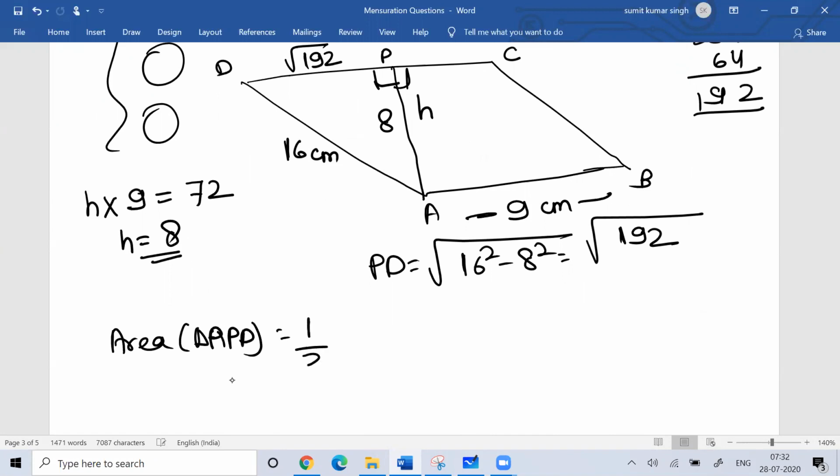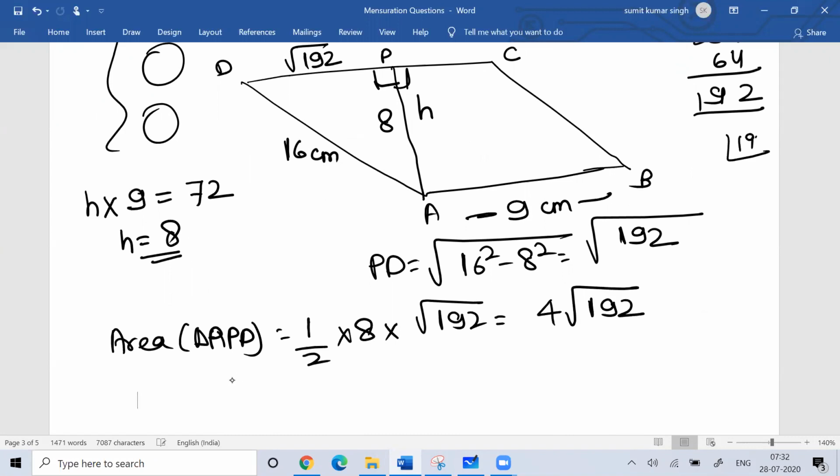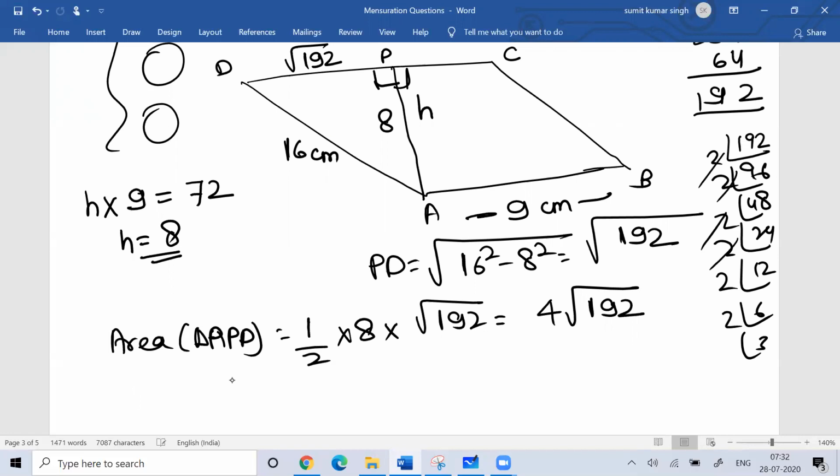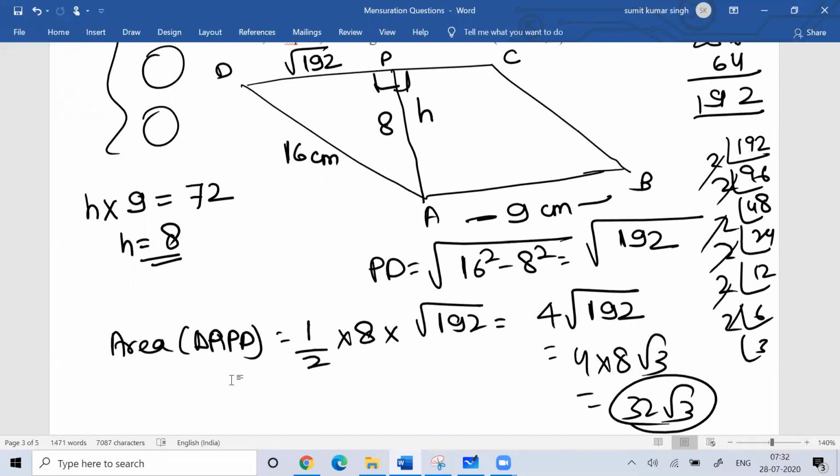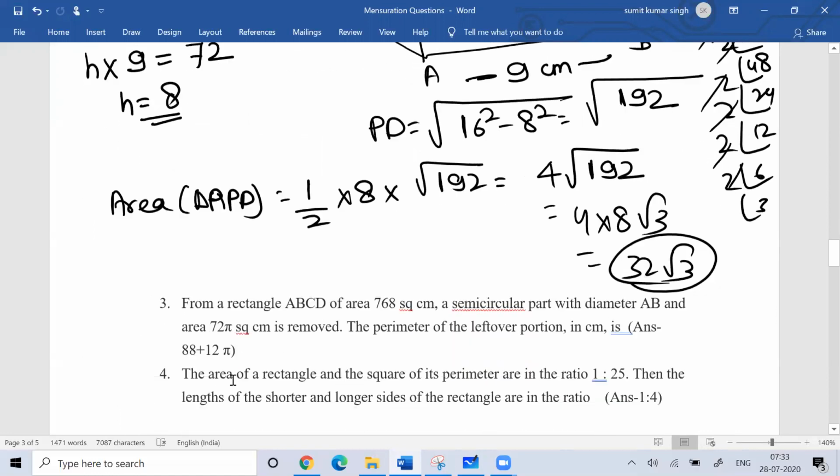that is half into base into height. So base into height, root of 192, that is 4 into root of 192. That value I want. So root of 192: this is 96, this is 48, this is 24, this is 12, this is 6, this is 3. So 1, 2, 3, 4, 5, 6 means this would be 4 into 8 into root 3. The answer is 32 root 3. This is the area of triangle APD. That answer is 32 root 3. Simple question. It's not at all a difficult problem.